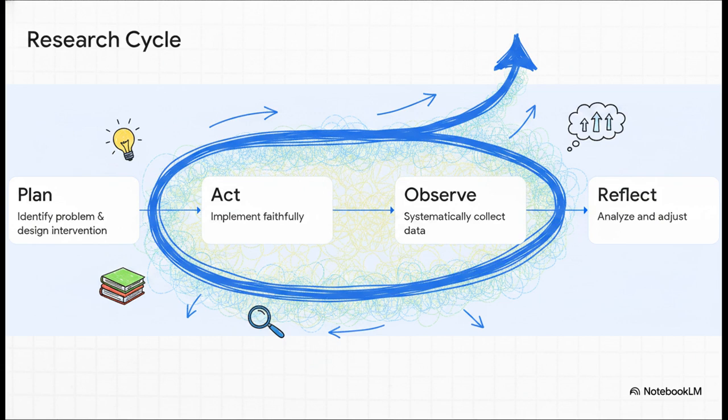But here's the kicker. This isn't just a flat, repetitive loop. Your reflection feeds directly into planning the next cycle, refining the intervention even further. It is a genuine upward spiral of continuous improvement.